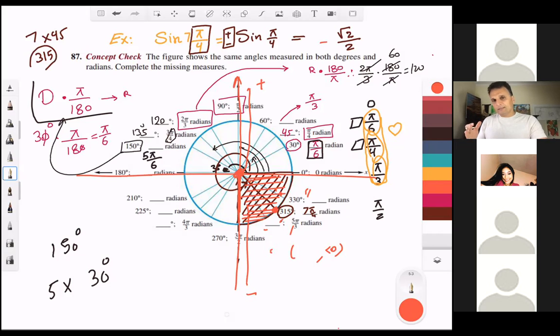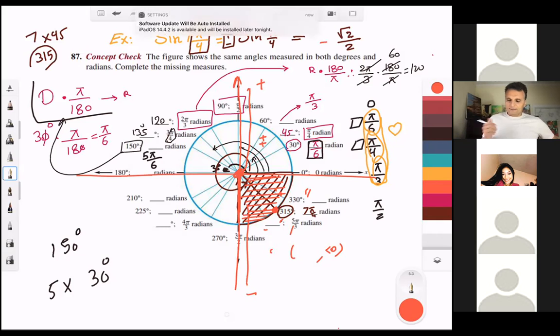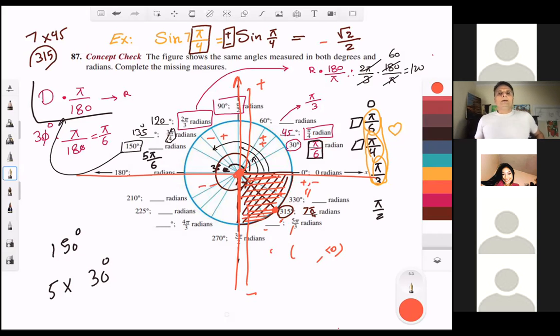Correct. On the unit circle that you have, in the first quadrant, both of them are positive. Sine and cosine are positive. On the second quadrant, cosine is negative, sine is positive. On the third quadrant, both of them are negative. On the fourth one, cosine is positive, sine is negative. All right, so keep repeating. If you guys have a good note sheet, it should be very simple.